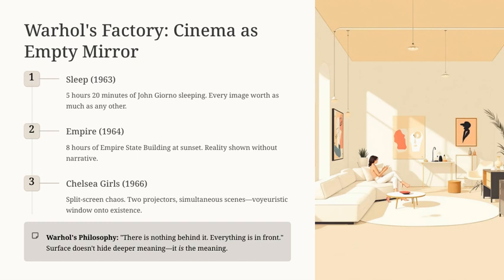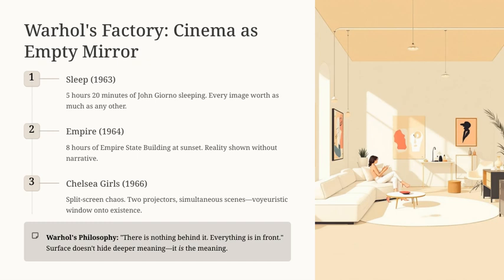What's striking is that every image is given the same weight. There's no hierarchy, no editing to make it more interesting. It challenges us to see all moments as equally significant. Then there's Empire from 1964, which is 8 hours of the Empire State Building at sunset. No narrative, no commentary, just pure, unfiltered reality. It's almost like a meditative experience, asking us to observe without interpretation.